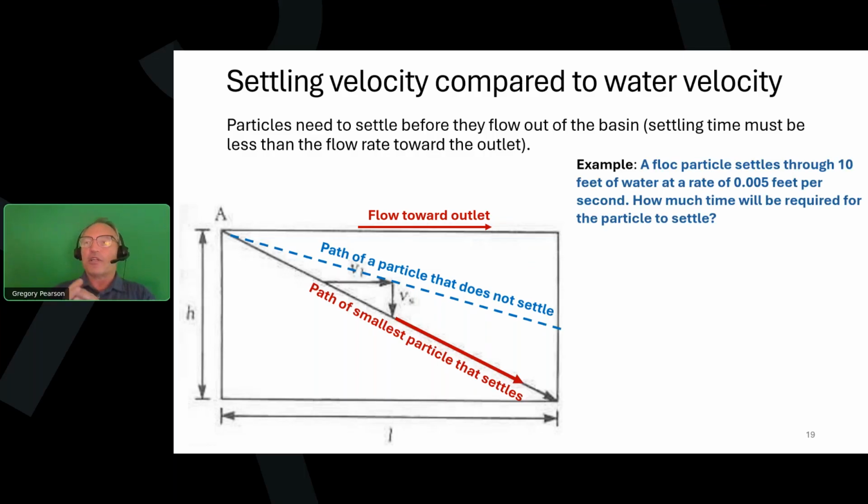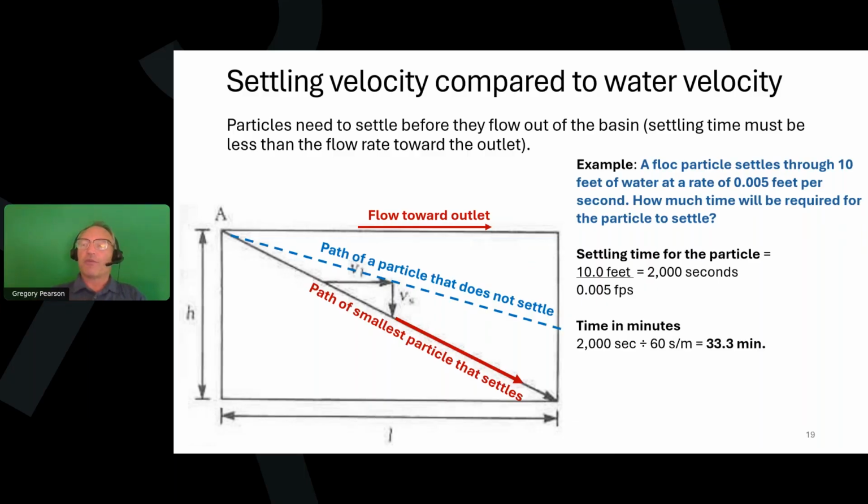And we'll do a little example here. Just think about how long it would take a floc particle to settle. It has to settle through 10 feet of water, and its settling rate is 0.005 feet per second. How much time would that take for the particle to settle? We can take 10 feet divided by 0.005 feet per second, and it will give us the number of seconds. It would take 2,000 seconds for that particle to settle. If we divide that by 60, it would take 33.3 minutes for that particle to settle.